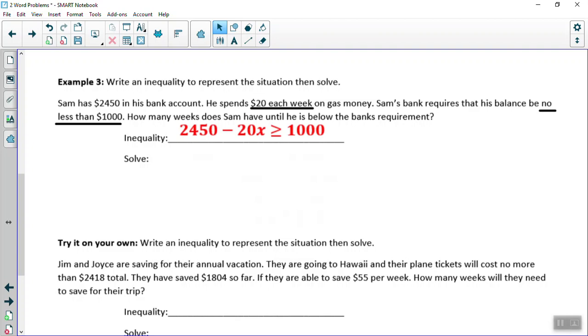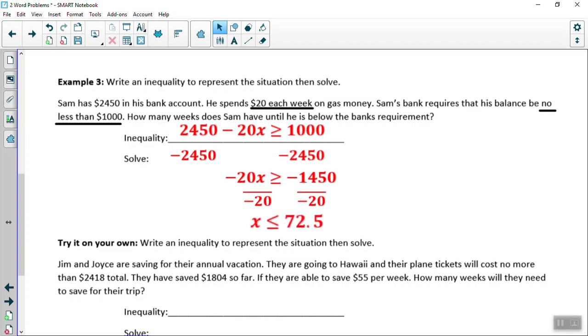All right, so let's start solving. We need to isolate this, so we are going to subtract 2,450 from both sides. When we do that, we are left with negative 20x is greater than or equal to negative 1,450. Now we can divide both sides by negative 20, and we are left with 72.5. Remember, when we divide by a negative, the inequality symbol flips.